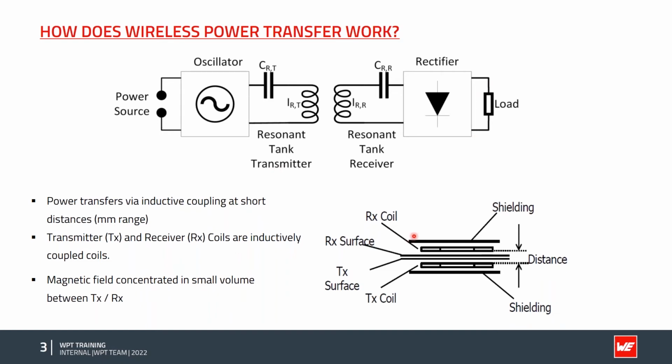The magnetic field between the RX and TX coil is concentrated in the volume between the two coils. The TX and RX coils are inductively coupled. The distance between secondary and primary side is in the millimeter range, about 1 to 10 millimeter.